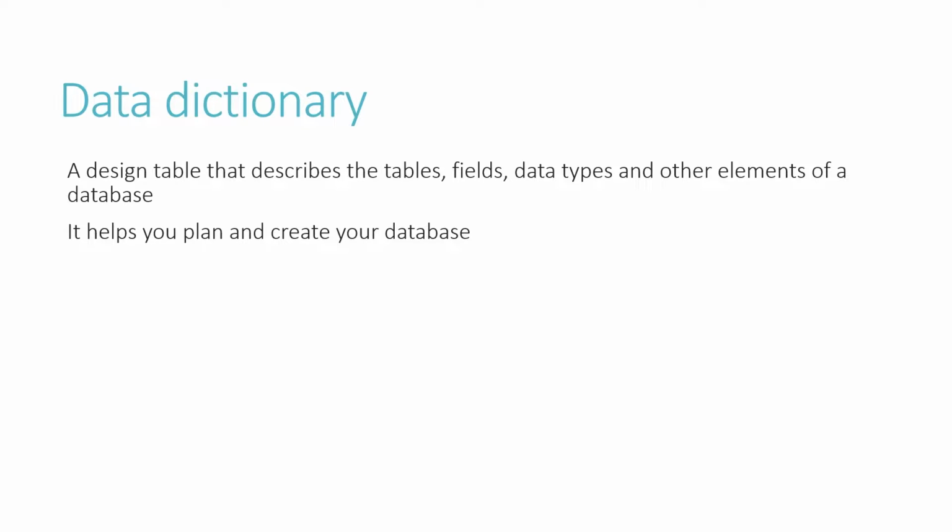A data dictionary is a table. It's a design table that you create to describe the tables, fields and data types and the validation and all that sort of stuff that will be in the database that you're about to create. Planning things before you create them is always a good idea. It saves you from getting confused along the way or forgetting things. If you plan it first, it really makes the creation of the database a lot easier. And that's exactly what data dictionaries are for.